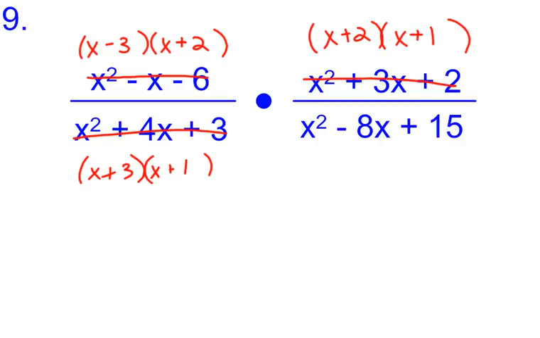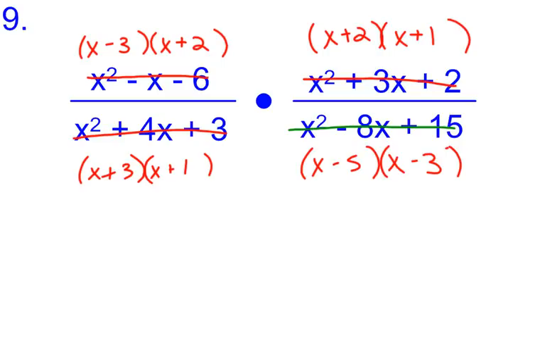And then in my denominator, I have factors of 15 that when added together make negative 8. So it would be x's. They're both going to be minuses, so let's go minus 5, minus 3. And then we'll throw some parentheses around. So check those and see that you got the same thing when you factor them. If you have any questions on those, make sure you ask me tomorrow.